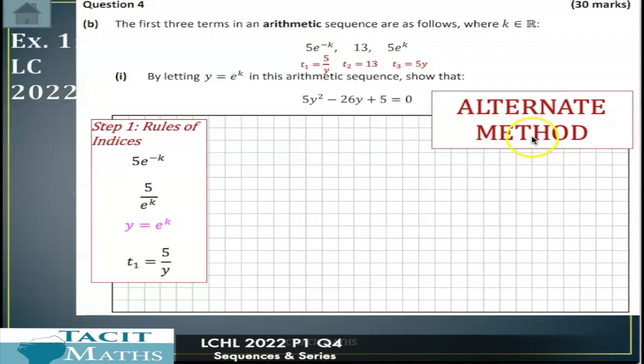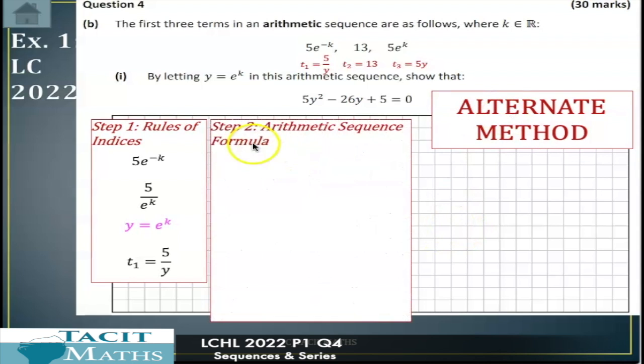I call it interesting because it wasn't even on the marking scheme, right? And yet there were a handful of people who tried it this way and got full marks for it. You could actually use the arithmetic sequence formula for this, right? So this is our arithmetic sequence formula. What do we know about it?